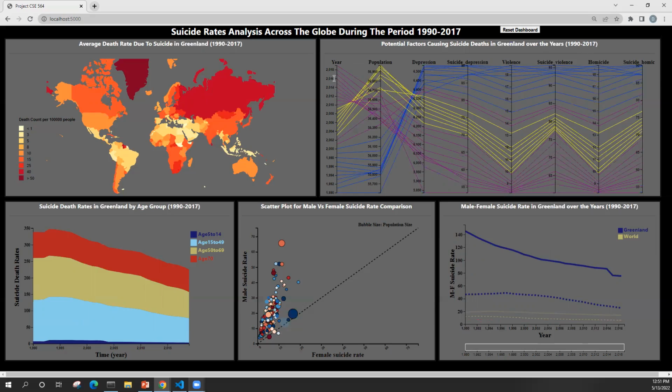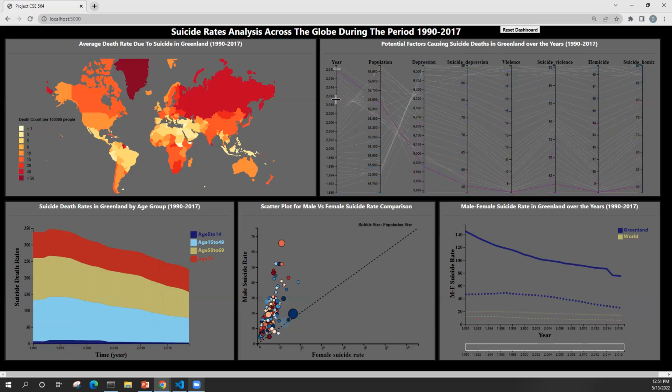So we can see the PCP plot here for Greenland. You can use the brushing and you can see the overall trends that are emerging from this PCP plot. In the earlier years, the depression and suicide rate was very high in Greenland. Due to this, many people were committing suicide. Also we can see here that depression, violence, and homicide are positively correlated. And as we move along, all the three factors are decreasing at a constant rate.